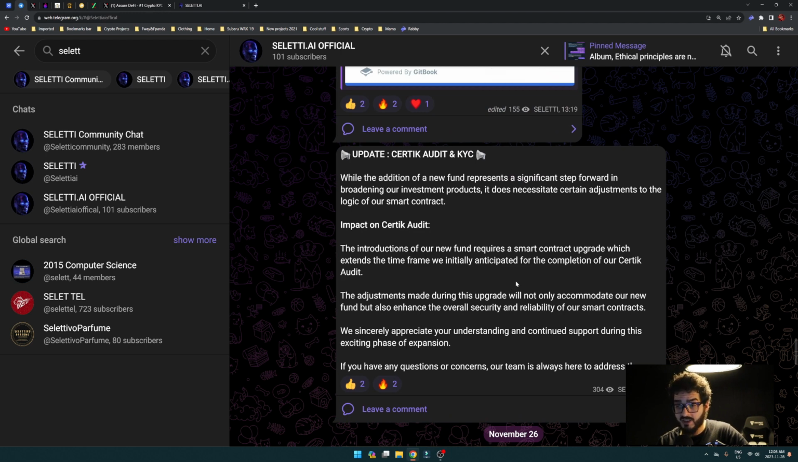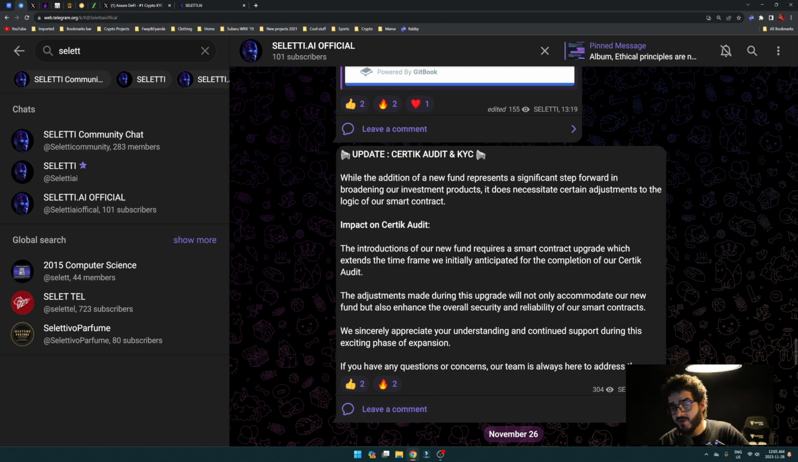While the addition of the new fund represents a significant step forward in broadening our investment products, it does necessitate certain adjustments to the logic of our smart contract. So basically what they're saying here is because they're adding that PAM account, they have to do some adjustments to the audit with Certik. So I'm guessing this is what's causing all these delays. They had to implement this addition to the platform. So the Certik team is now focusing on that additional part of the audit. So it's taking a bit longer, which is good because they want to make sure that they have all the security necessary in place to ensure long-term success.